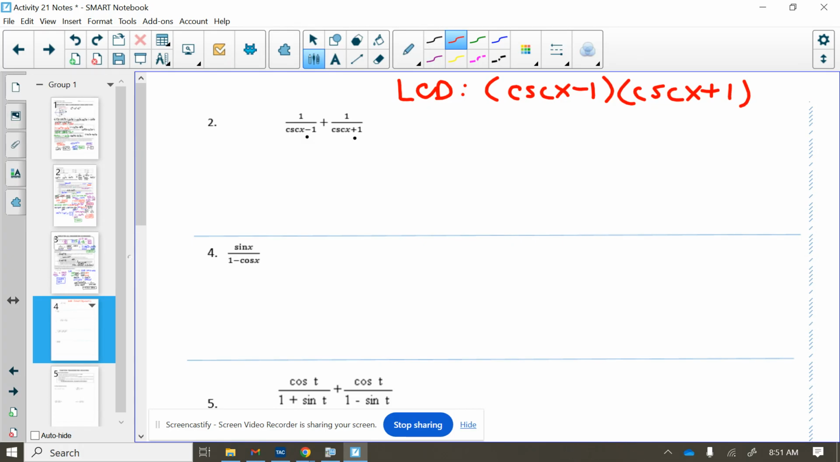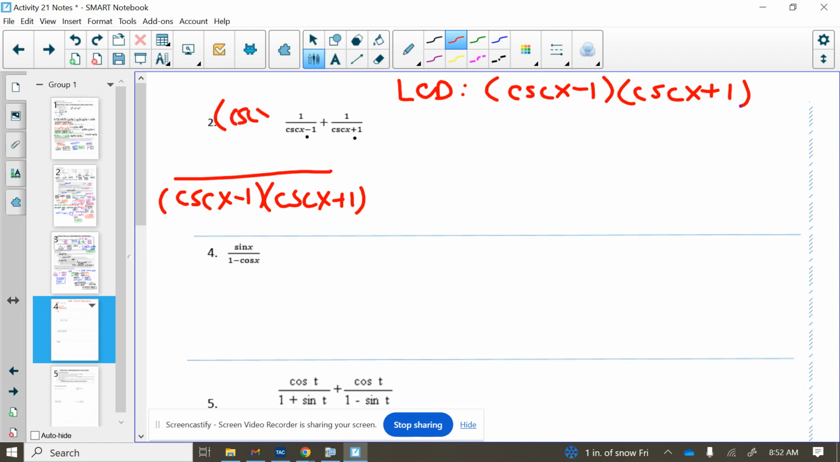Now, in order to get them each to have that common denominator of cosecant of x plus 1 and cosecant of x minus 1, the first one already has a cosecant of x minus 1. So its numerator and denominator would need to be multiplied by cosecant of x plus 1. Over here, this would have to be multiplied by cosecant of x minus 1. So 1 times cosecant of x plus 1 is just going to be cosecant of x plus 1. And then on the other part, 1 times cosecant of x minus 1 is just going to be cosecant of x minus 1. So we have that common denominator now.